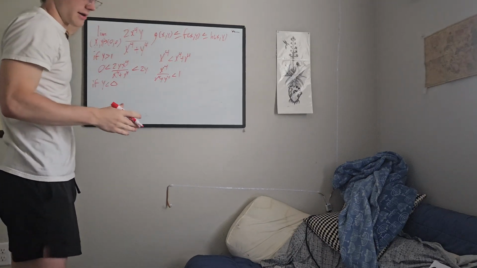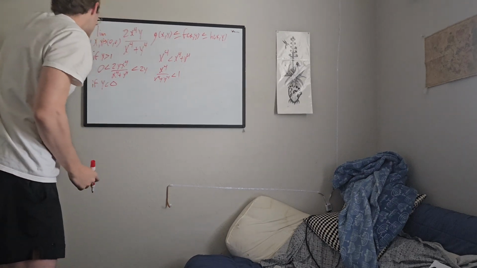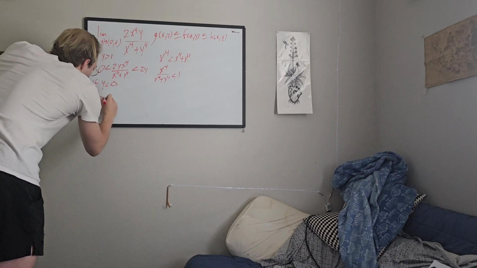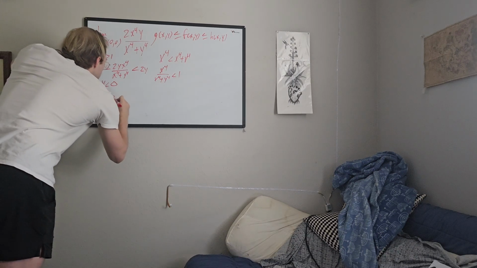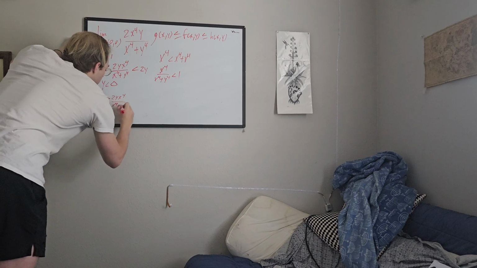This is something I have a lot of difficulty with. I'm sorry if it's not easy to understand my explanation of it. But in this, you turn it around and you get 2y x to the 4th over x to the 4th plus y to the 4th.